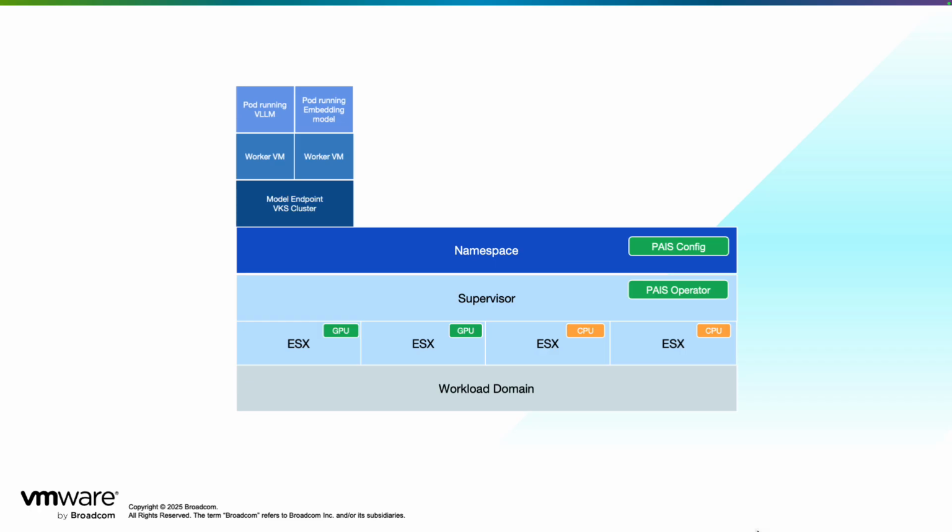Those were configured in at installation time. At model runtime, we've generated a new VKS cluster that has worker nodes serving our two different models here, our completion model on the top left, our embedding model on the right.